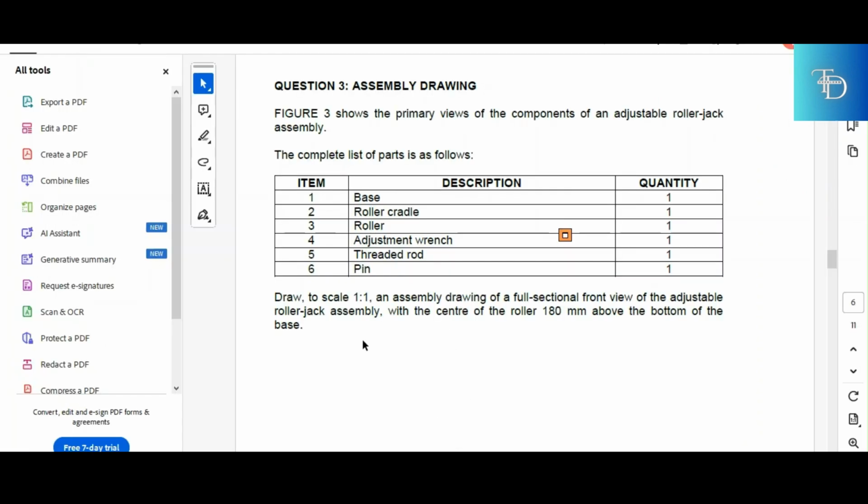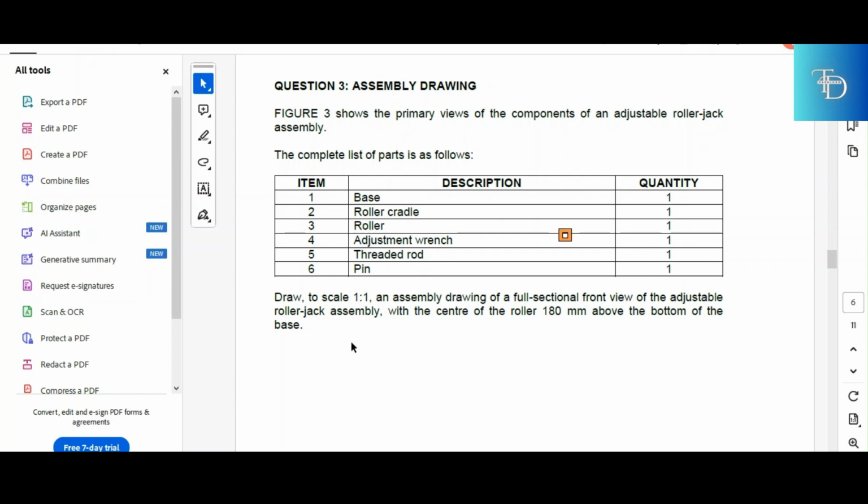Now, when it comes to an assembly, there's plenty of details to refer to, just like this case right here. Question 3 says Figure 3 shows primary views of the components of an adjustable roller jack assembly. The complete list of parts is as follows. Now, you are given the part list in the form of a table. Just like it's shown here, you have the item number, and then you have the description, which is the name of that item, and then you have the quantity representing the number of those items.